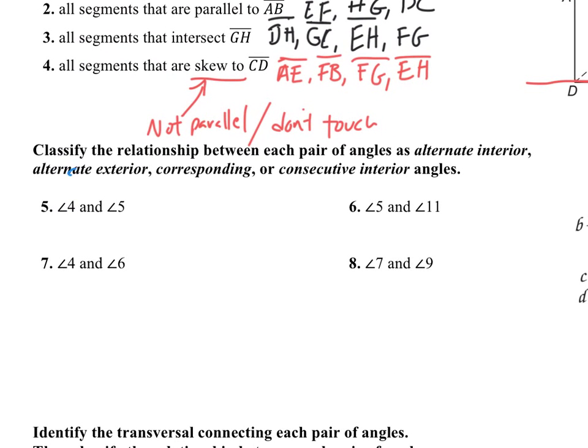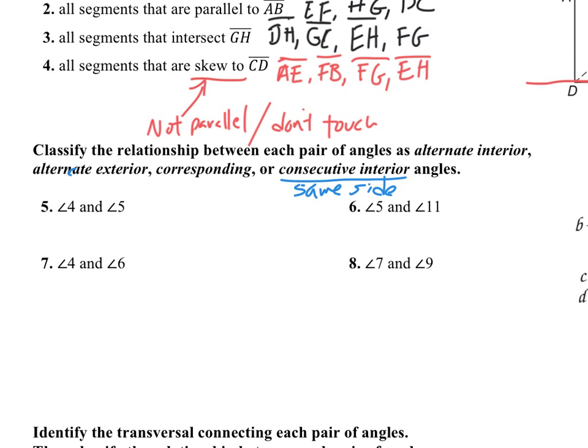It says, classify the relationship between each pair of angles as alternate interior, alternate exterior, corresponding, or consecutive interior. And this is the same thing. When it says consecutive interior, that's the same thing as me saying same side.